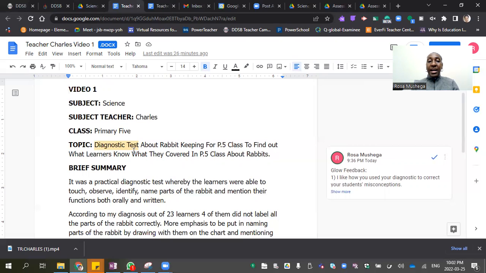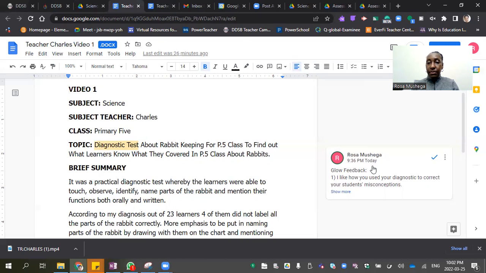So the diagnostic isn't quite related to the topic, because if your topic is rabbit keeping, then you need to ask questions about what they know about rabbit keeping rather than labeling a rabbit, okay?